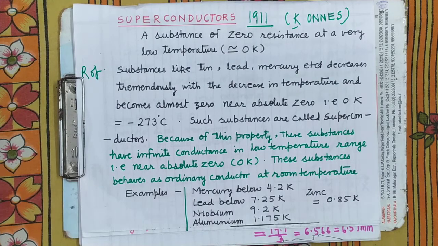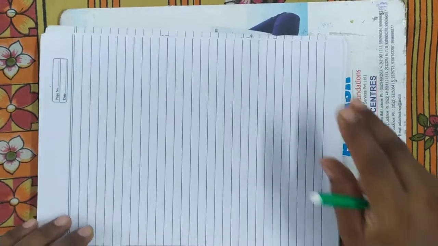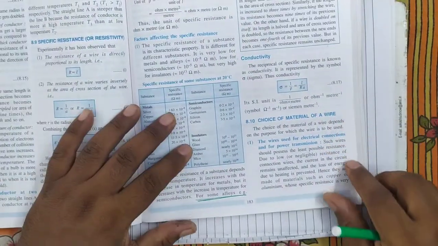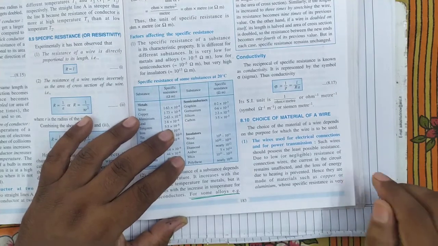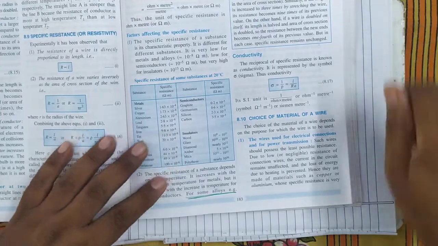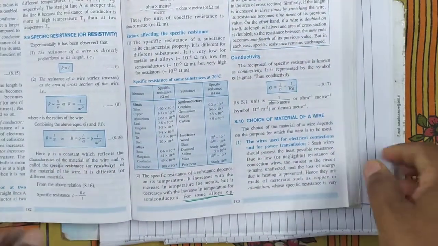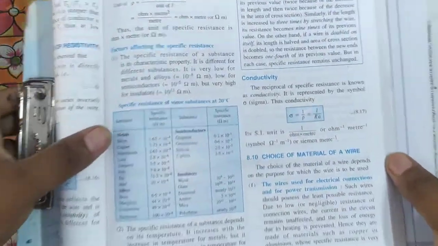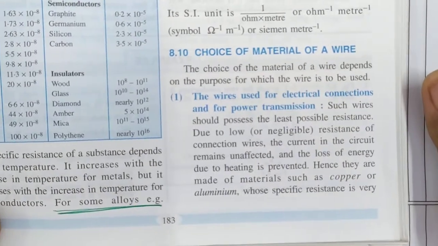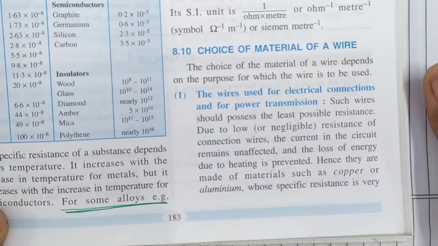Now after this, there is one more thing you can see here: choice of material for a wire. You can see in your book, the choice of material for a wire depends on the purpose for which that wire is used. It depends upon the purpose for which the wire is being used.